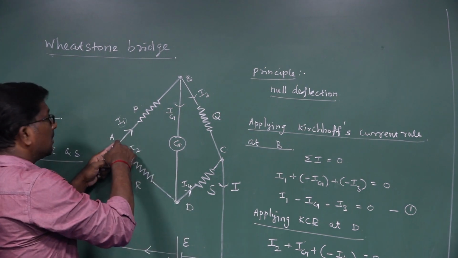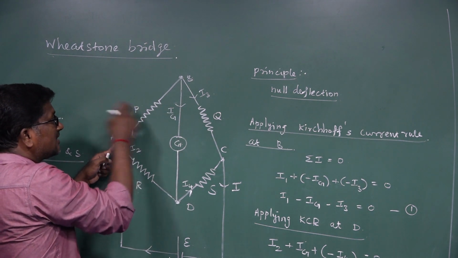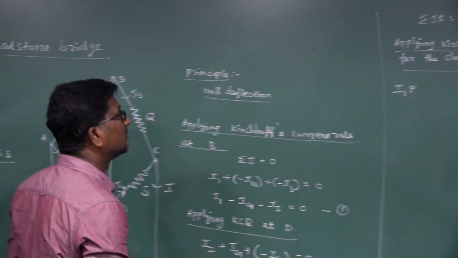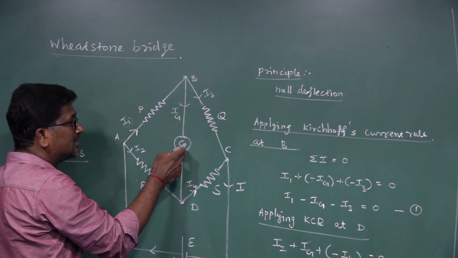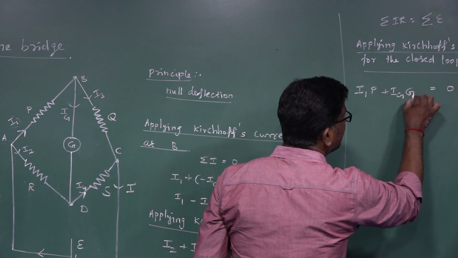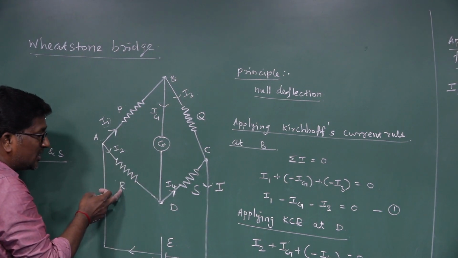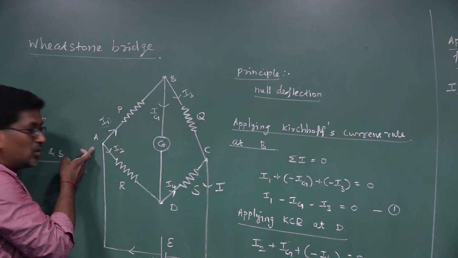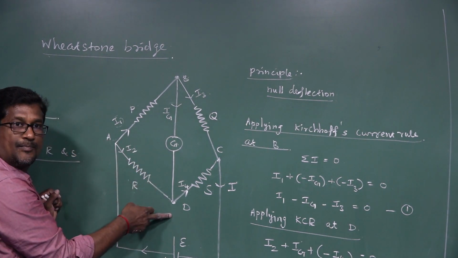And next, in the closed loop A, B, D, A, going from A to B, a current I1 is flowing through the resistance P. So therefore, I1 into P. Next, B to D, the current Ig is flowing through the galvanometer of resistance capital G. So, plus Ig into capital G. Next, D to A, the current I2 is flowing through the resistance R. Actually, the assumed direction is from D to A, but actually the current flowing in this path is from A to D.